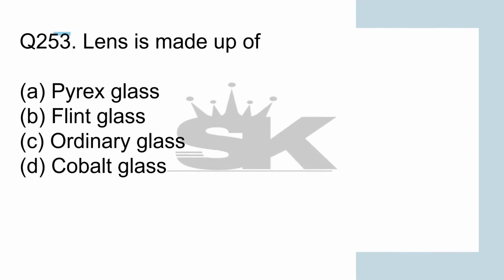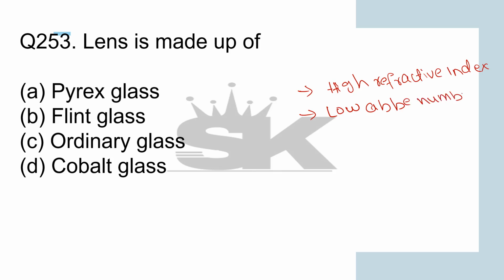A lens is made up of materials like glass or plastic and is ground, polished or molded into the desired shape. The material used for the lens should have a high refractive index and a low Abbe number.